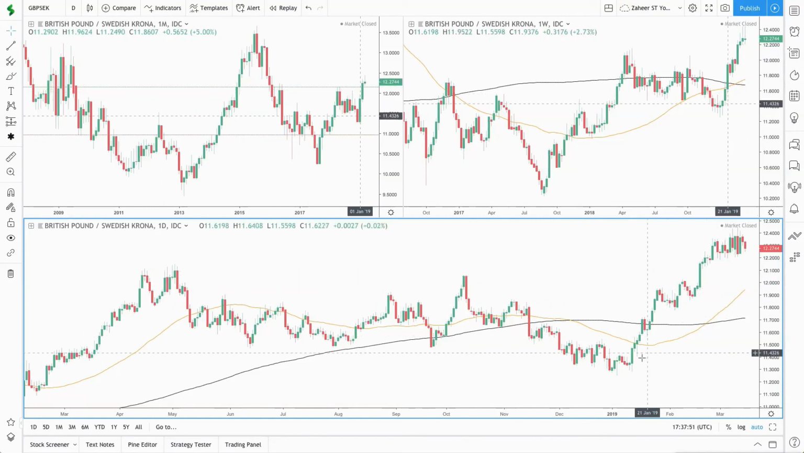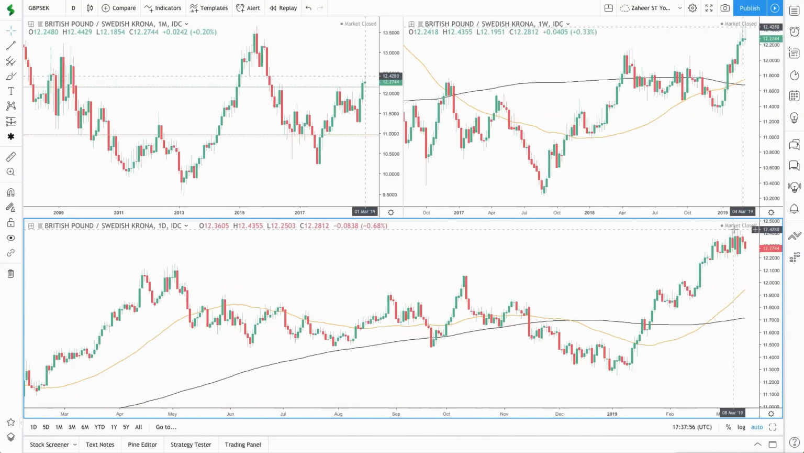What we're looking for is a continuation of this bull trend to the upside, and that is when we get a break and a close above this resistance zone, and that's when we can start looking to add further positions.